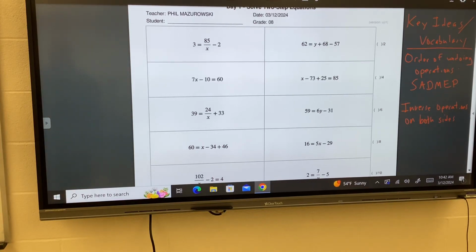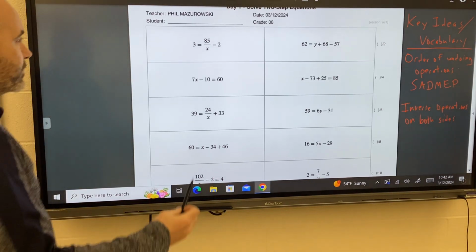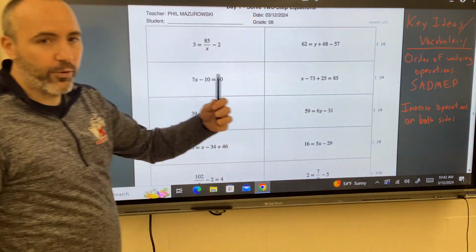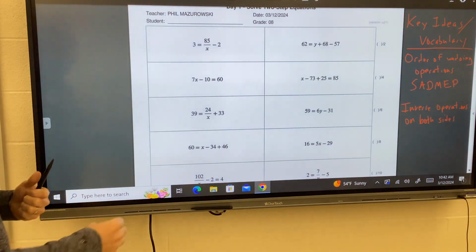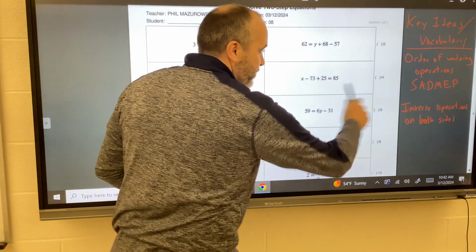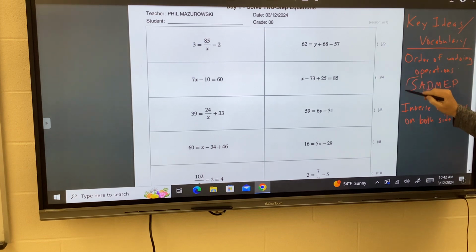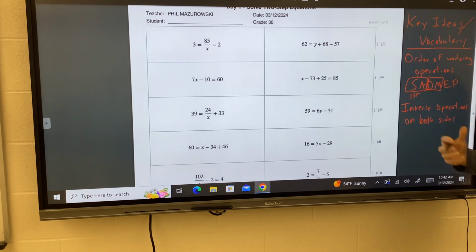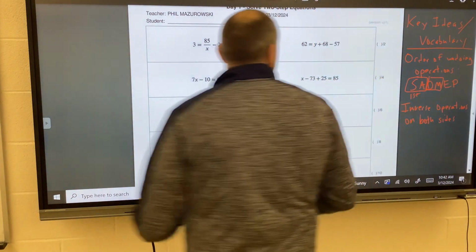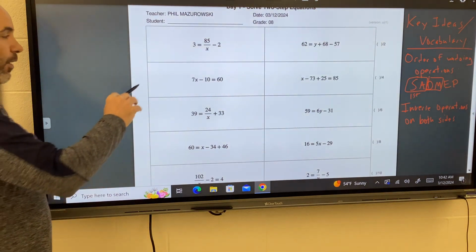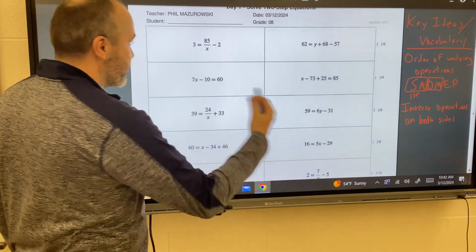When we're looking at solving two-step equations, some key ideas we have to remember: when we're undoing operations, we do the backwards of the order of operations, which a lot of people know as PEMDAS. We go SADMAP instead, which means we undo the subtraction and addition first, and then we undo division and multiplication if they're both present. Also, when we're doing inverse operations, we have to make sure that we use the inverse operations on both sides.